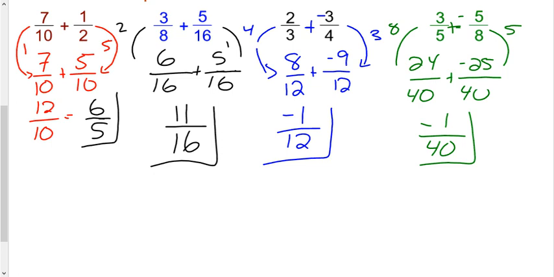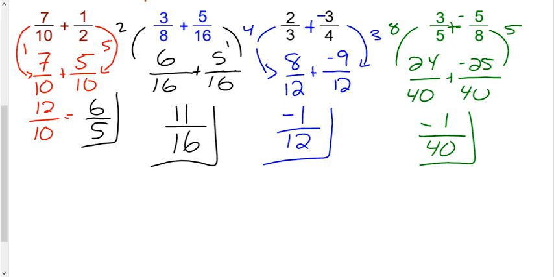All right, so on the first one here, we got 6 over 16 plus 5 over 16 gives us 11 over 16, which does not reduce, so that would be your final solution. Again, the last one, it was adding a negative. Our denominators are 5 and 8.